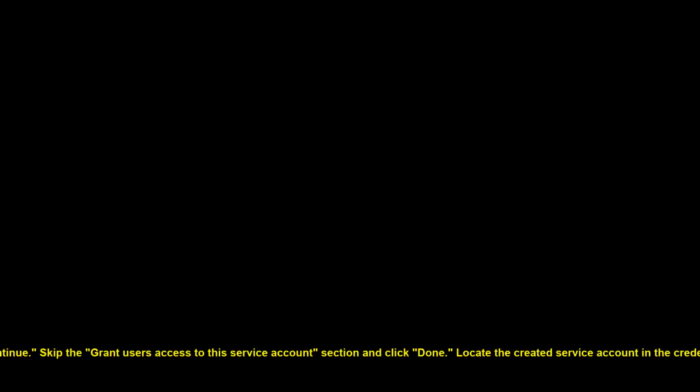Search for Viewer in the Roles search bar and select Viewer from the results. Click Continue. Skip the Grant Users Access to this service account section and click Done. Click on the service account name to access its details. Navigate to the Keys tab. Click on Add Key and select JSON. A JSON file will download, containing your service account credentials.